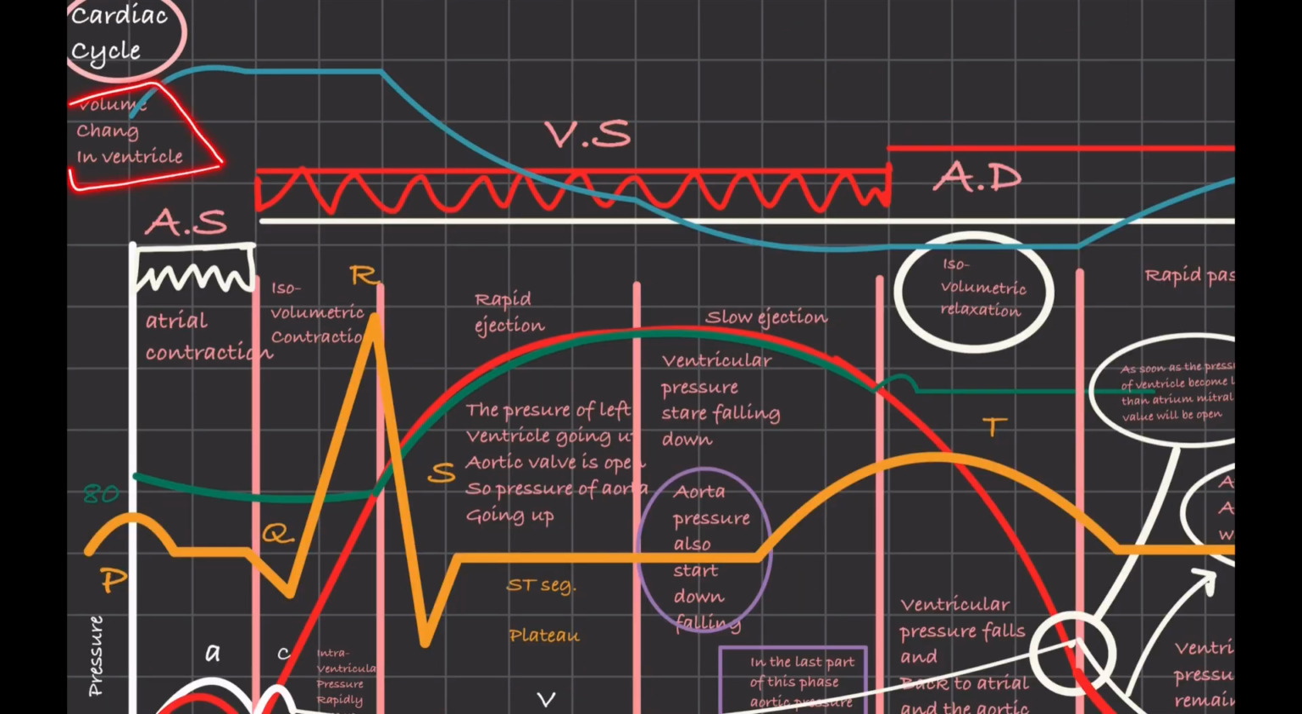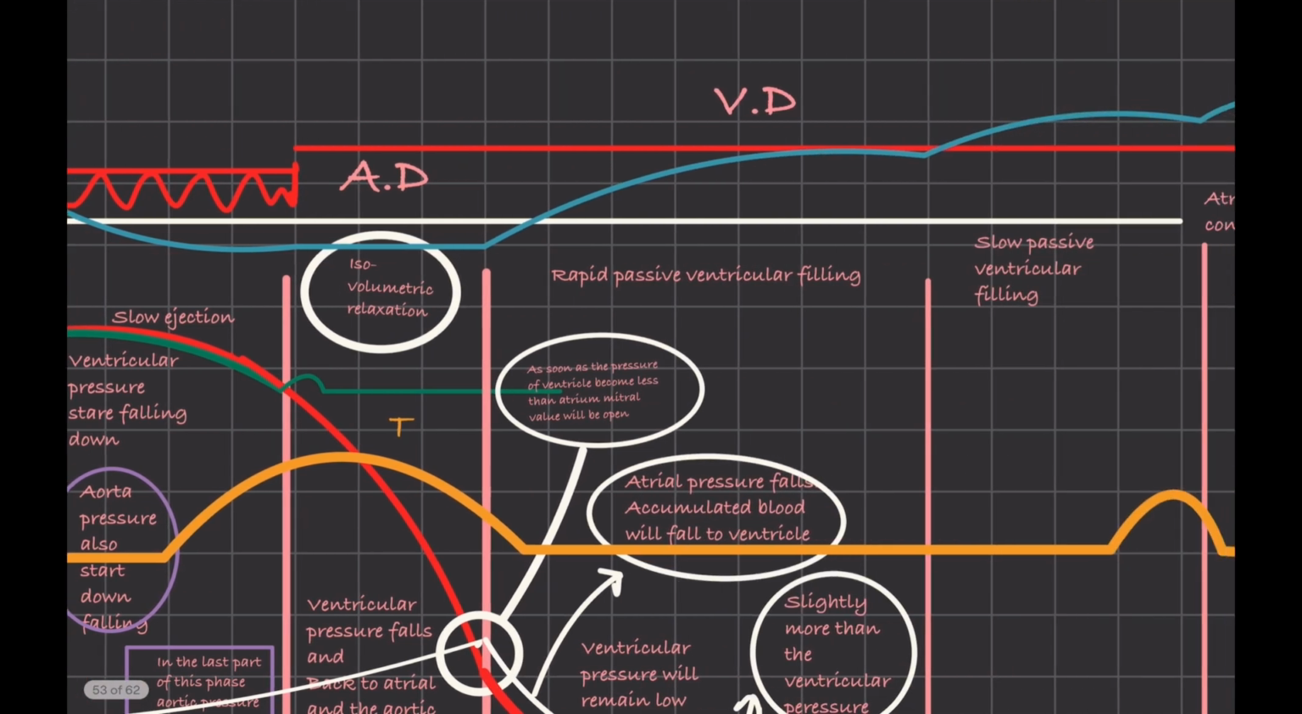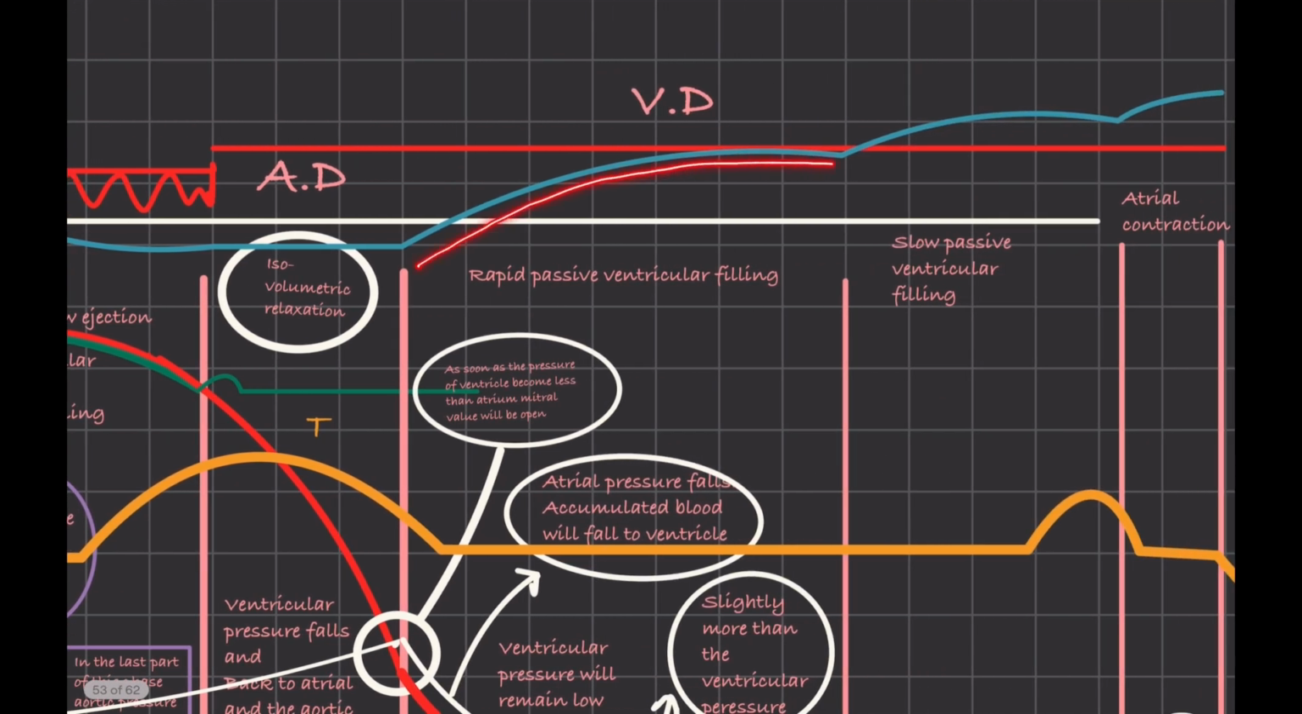Now let's move to the ventricle volume diagram. During atrial contraction, there is a small increase in volume. During isovolumetric contraction, the volume stays the same. During the rapid and slow ejection phases, the volume decreases. In isovolumetric relaxation, the volume doesn't change again. Then during rapid filling, the volume increases, followed by slow filling and atrial contraction, and the cycle repeats.